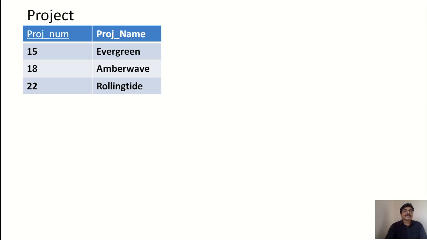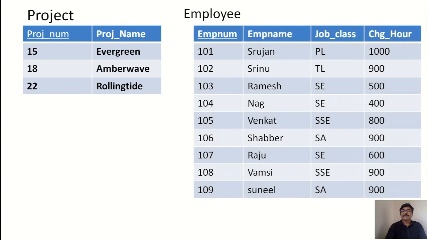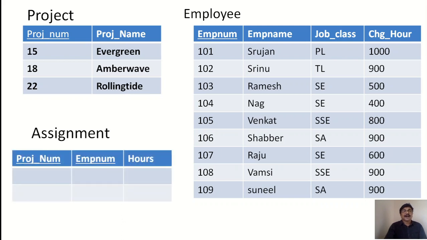The project number is the primary key here, and the next one is the employee table. Employee number, employee name, job class, and charges per hour are the attributes in the employee table. Here employee number is the key attribute. And one more is assignment. Assignment means how many hours are assigned to each employee for each project. Here project number plus employee number is the primary key, and by using this we can identify the hours. So these three tables are decomposed from the report format table by applying second normal form.